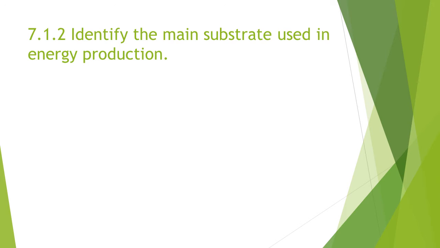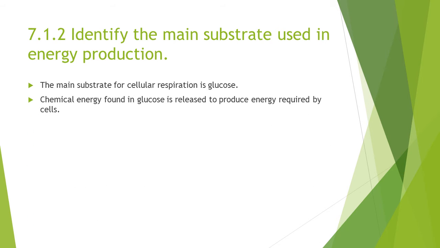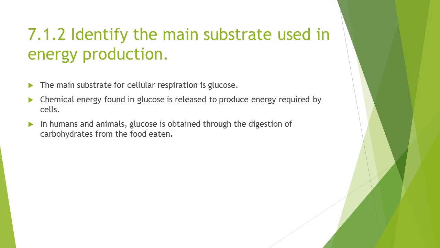So, identify the main substrate used in energy production. The main substrate of cellular respiration is glucose. Okay, without glucose we cannot produce energy. The chemical energy found in glucose is released to produce energy required by the cell. So this glucose will release energy, which will be required in the cell.